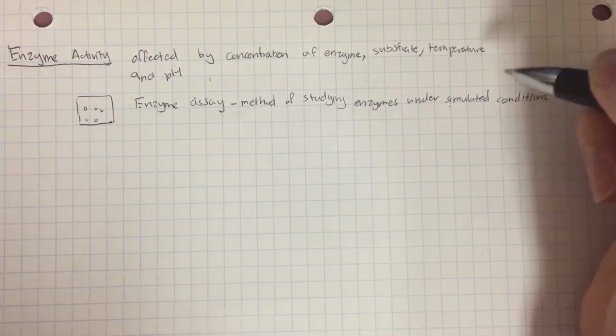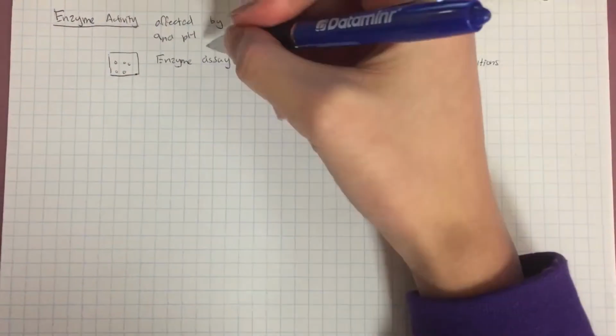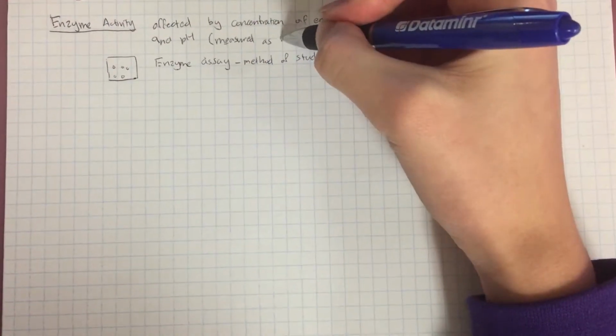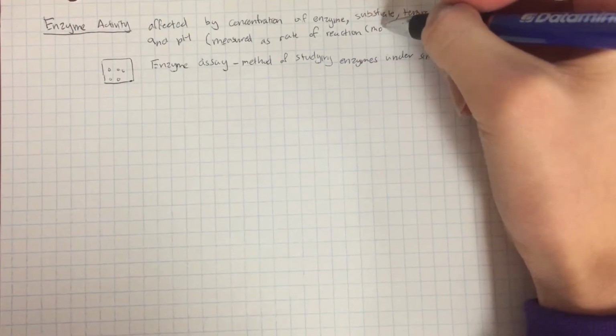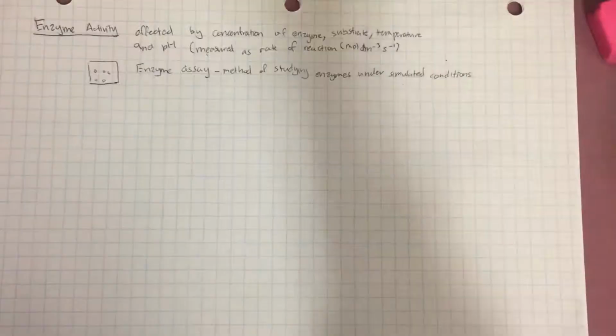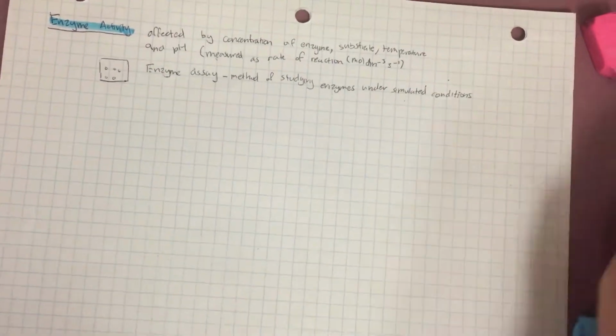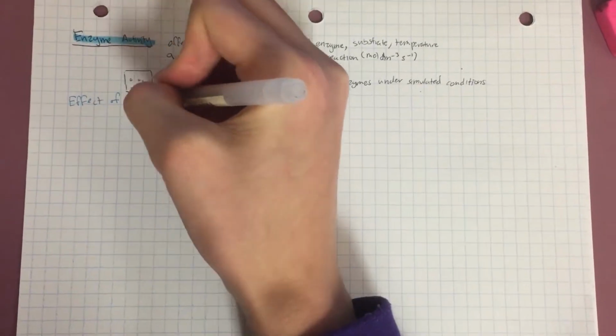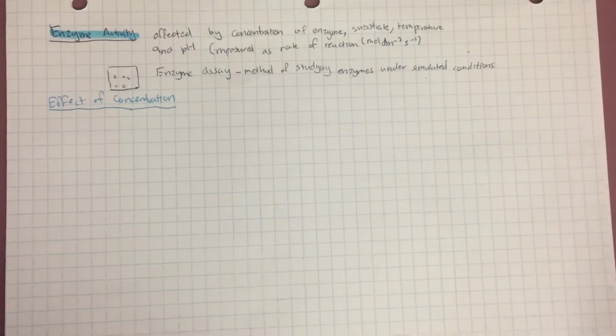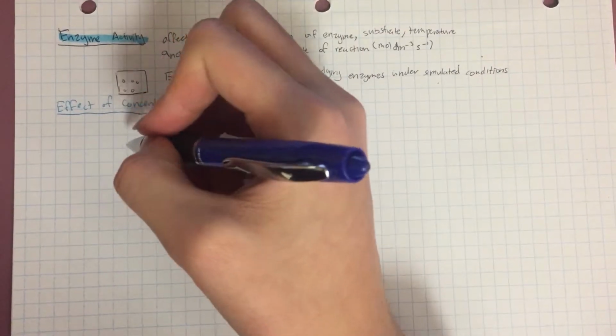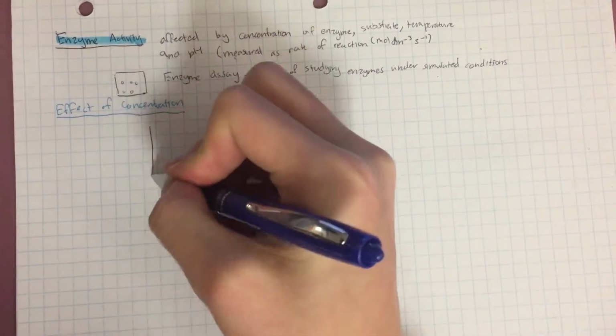Enzyme activity can be measured by the decrease in concentration of reactants or increase in concentration of products, generally in mole per decimeter cubed per second, and it's essentially the same way that you would find any other rate of reaction. So the effective concentration is the first effect.